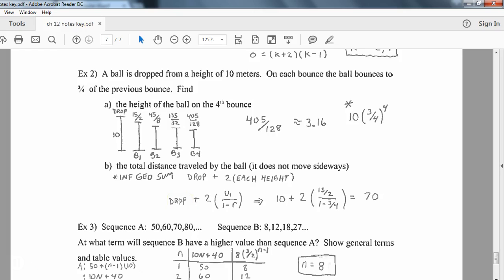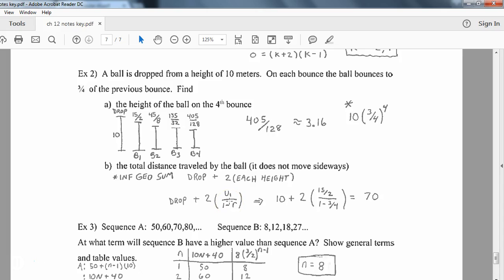So I'm separating out the drop, and then I'm doing 2 times all of the bounce heights, which go on forever, because it didn't give us an ending to this. It didn't say the total distance after the 4th bounce, it just said the total distance. And so we're using the infinite formula that you see here.